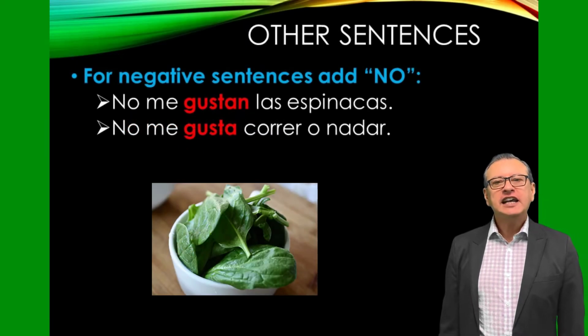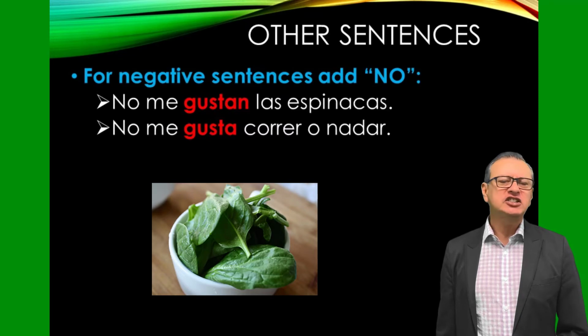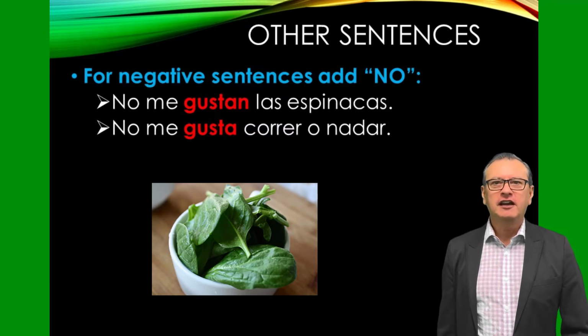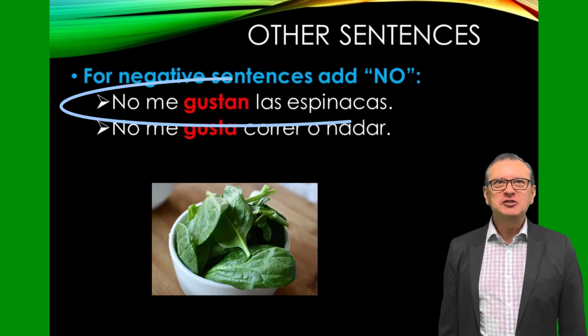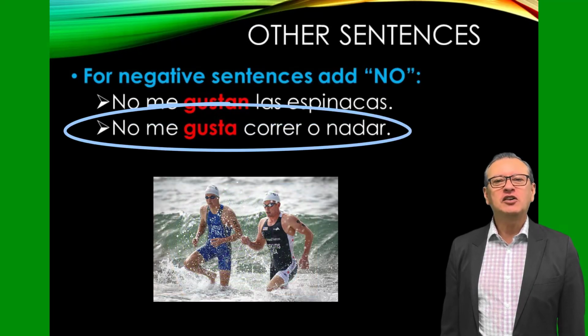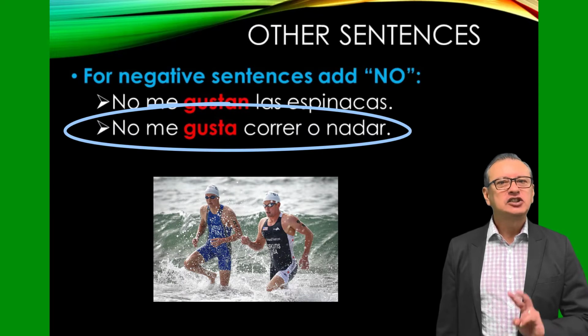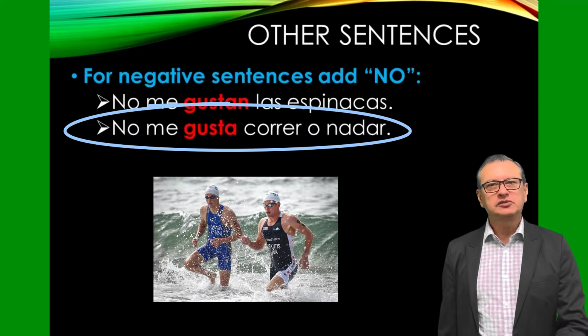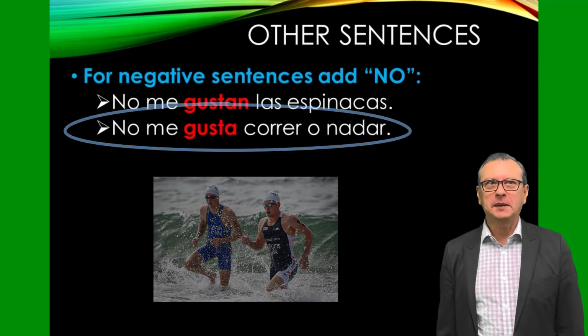All right. For negative sentences, it's very simple. In Spanish, just place the no before the use of the pronoun. No me gustan las espinacas. I don't like spinach. No me gusta correr o nadar. In that sentence, two verbs. I don't like either to run or to swim.